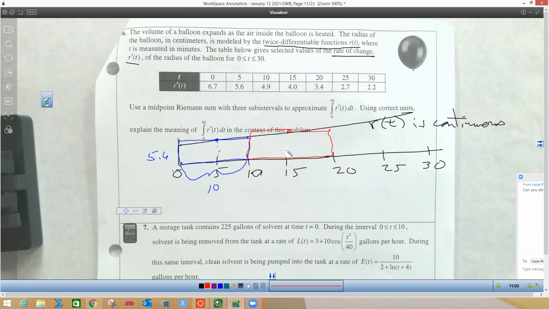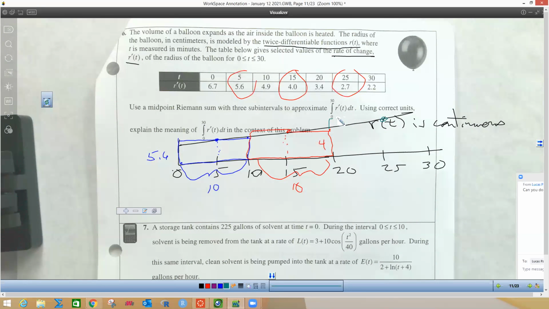Again, the second rectangle is going to come from this midpoint. And this height at 15, I'm going to circle them. There's a midpoint. That's going to be a midpoint. Those are the heights I need. So this height is 4 right here, which makes this height 4, and this base is also 10, because 10 to 20 is 10. And then I've got another rectangle out here from this midpoint.